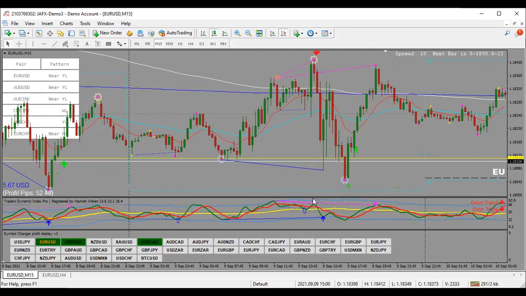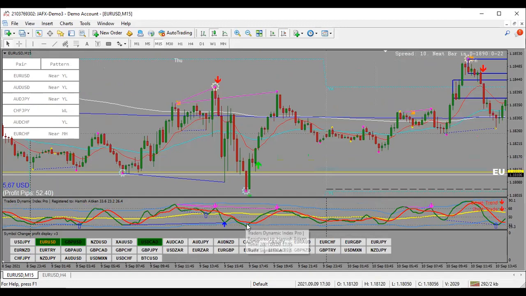When price comes outside of the band, it's called a shark fin. Look at here. Price broke outside of the band from here. Look at it. Can you see that? So this is a shark fin.